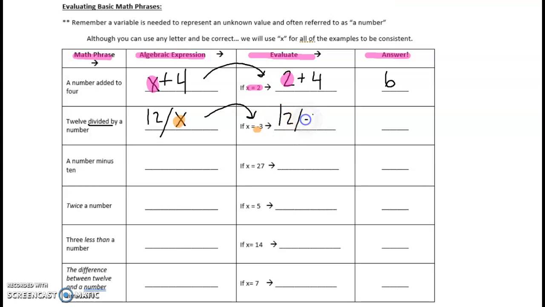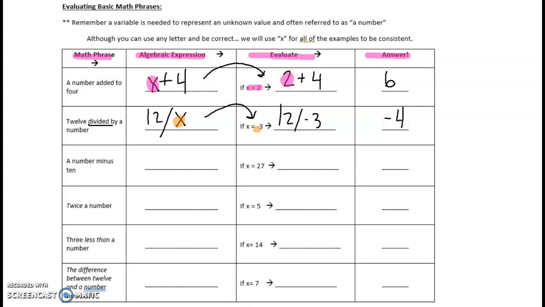12 divided by -3. Remember that the fraction bar is the same thing as your division sign. Either one would be okay, although I find on a computer that the slash bar is a little bit easier to find as far as operations. So 12 divided by -3 is -4.